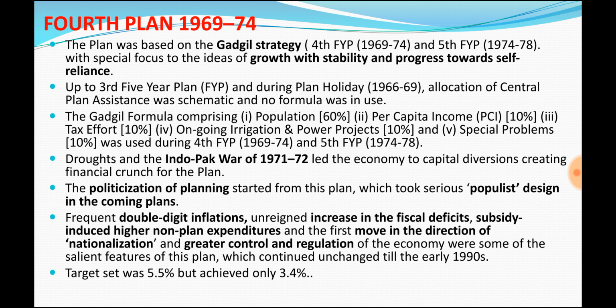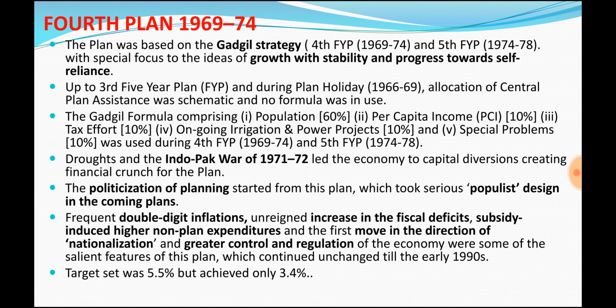Okay. Again, this plan also witnessed the Indo-Pakistan war in 1971 and 72, and the Bangladesh refugee crisis in India. As a result, a huge amount of funds was diverted to that. Okay, and hence this plan was also not able to fully achieve its target. In fact, this plan failed miserably. We set a target of 5.5%, but we achieved only 3.4%.